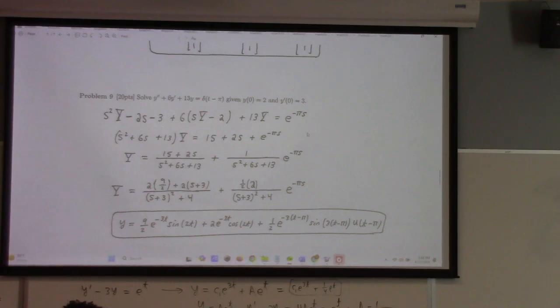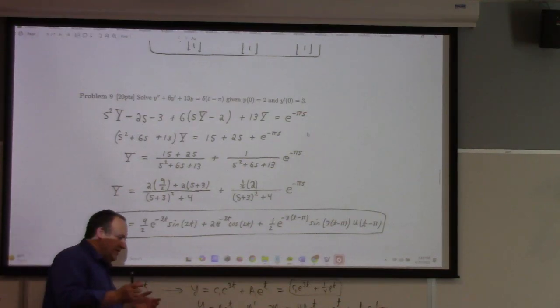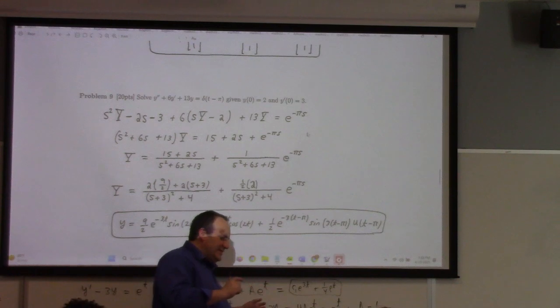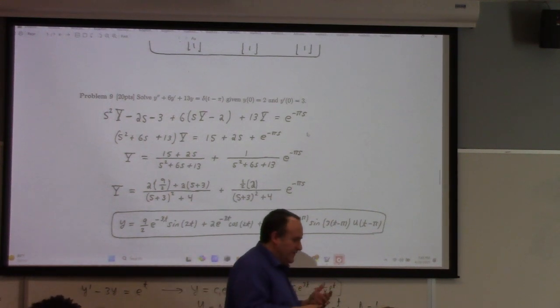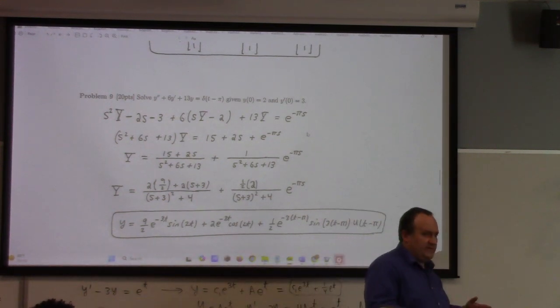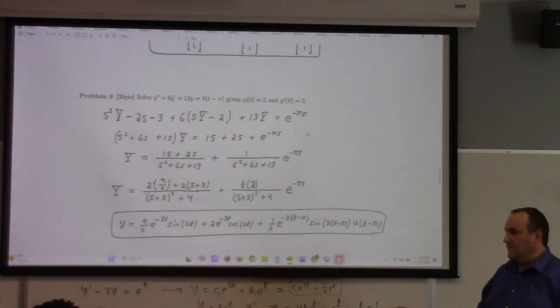You guys have got to be careful. I think some of you are not being careful about the distinction between delta and u. Delta is the Dirac delta function, u is the unit step function. These are very different things.